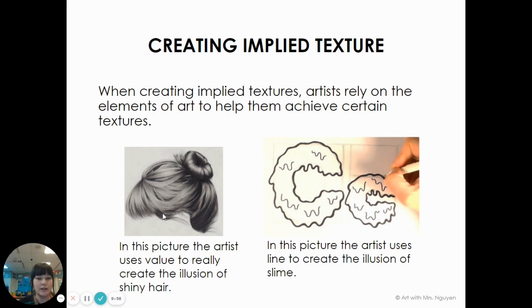So this one right here, to make the hair look shiny and stringy, the artist used some lines and also value, dark parts to show the shadow so that it looks shiny. In this one here, the artist used some bumps and drip lines to show that these letters look like they might feel like slime, which is visual texture.